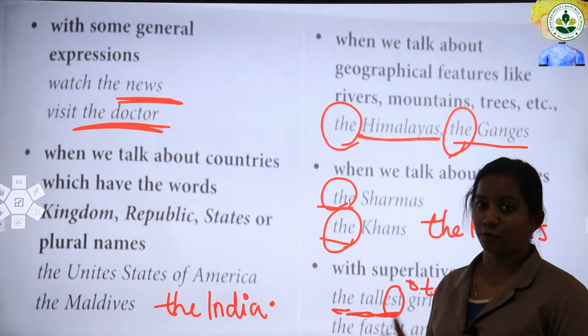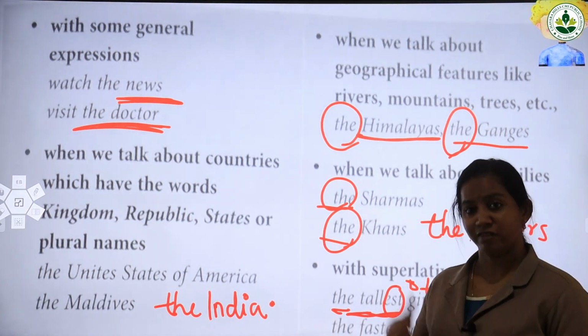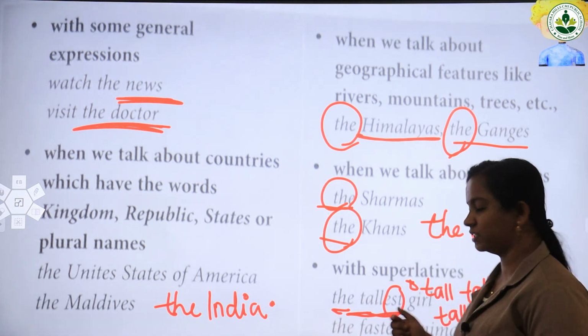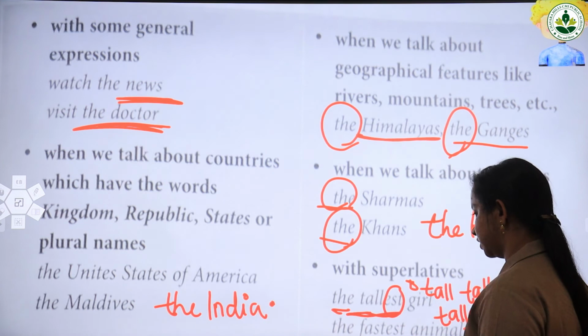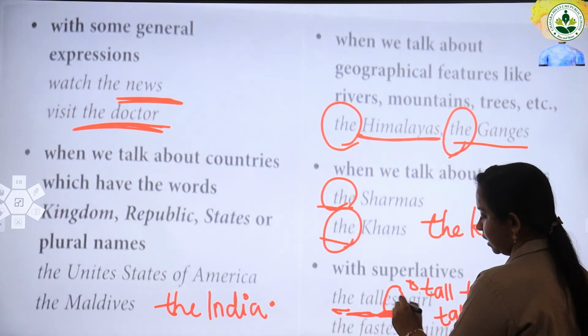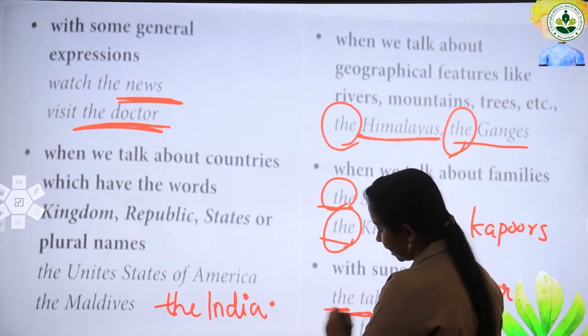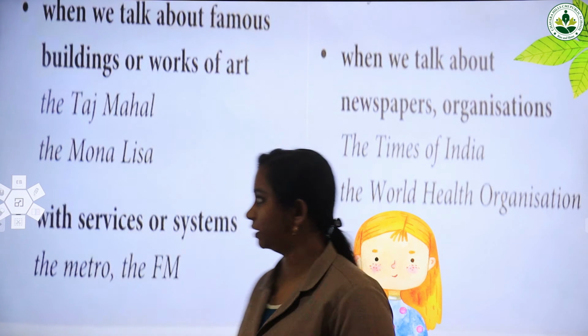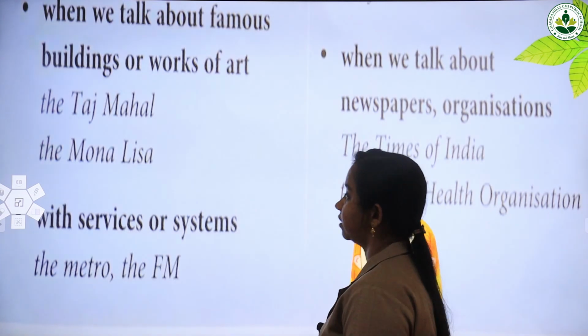So what is this positive, comparative and superlative degree? We will discuss it in the later part of this year. Okay. You have a chapter based on the degrees of adjectives. So just see, if an adjective ends with "est", you have to add the article "the" before it. Okay. Now moving on to the next situation when we use the article "the".